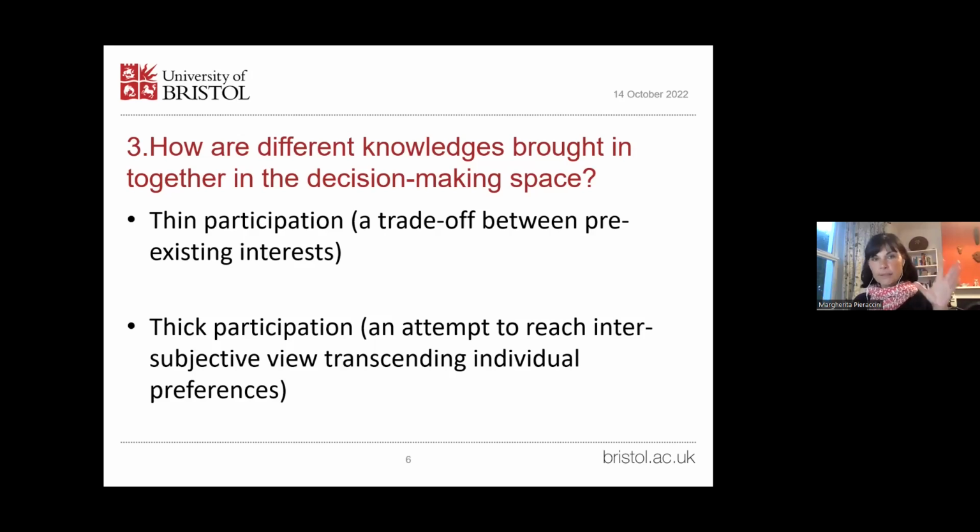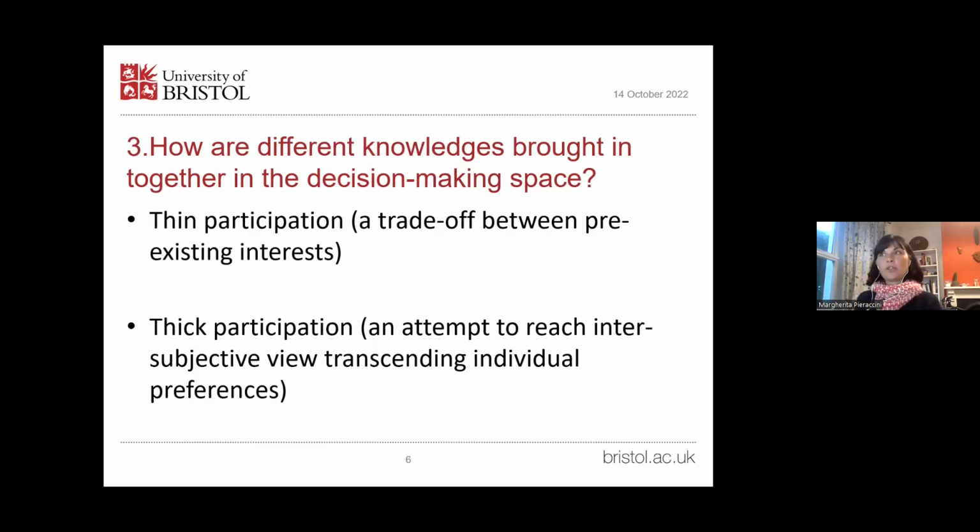So thin participation will just mean that what we're aiming to achieve is a trade-off between the pre-existing interests. So I have my fisher that is representing, let's say, the economic interest in a particular area. I have my environmental NGO or my conservation body that is representing the ecological interest in the area. And what I do in a decision-making forum is really a trade-off between these two different interests in order to reach a compromise. This type of participation is only thin because it's not trying to achieve something intersubjective, if you like, something superior.